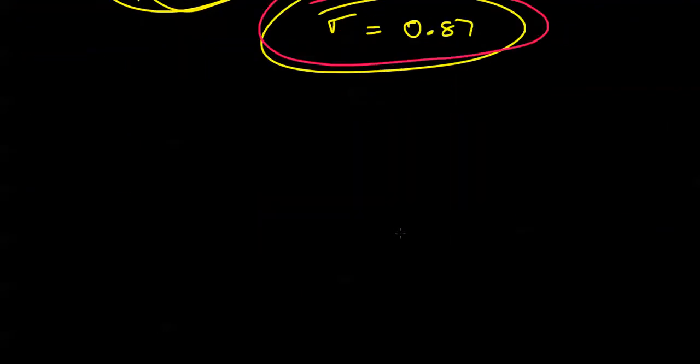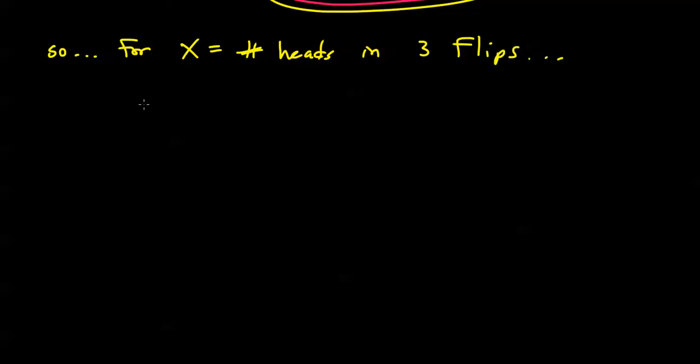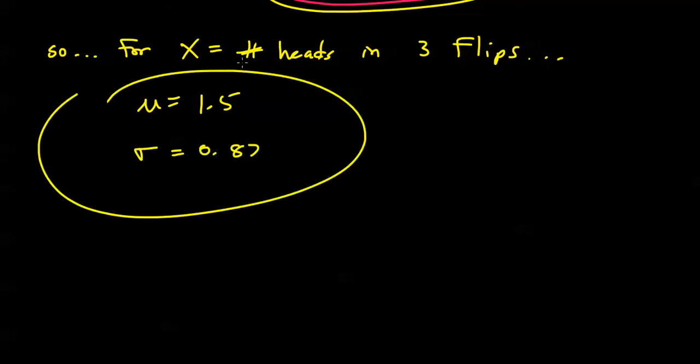Alright, let me summarize that in a little bit of a summary here. Let's say, so, for x equal the number of heads in 3 flips of a fair coin, the mean was 1.5 and the standard deviation was 0.87.